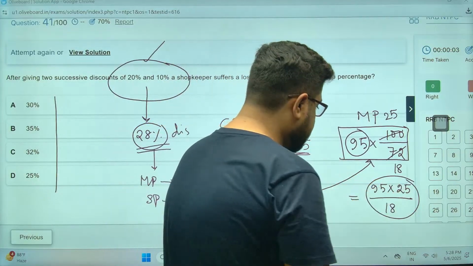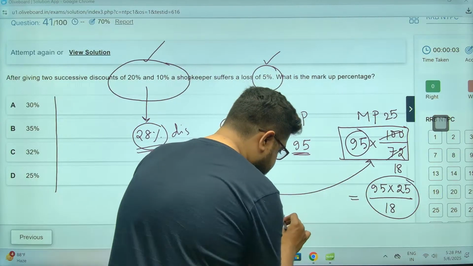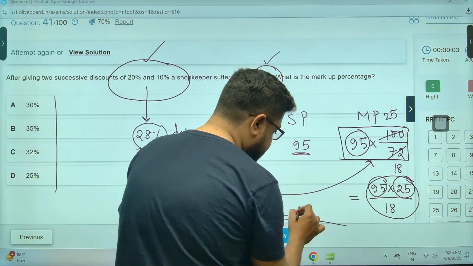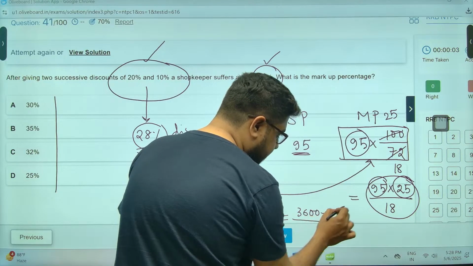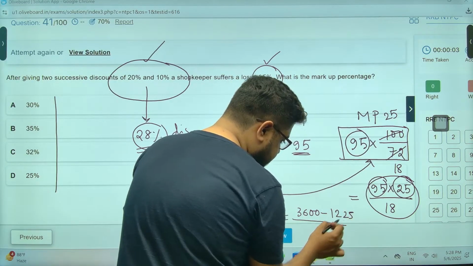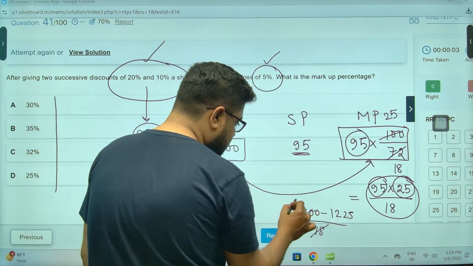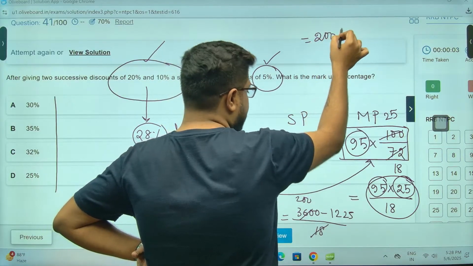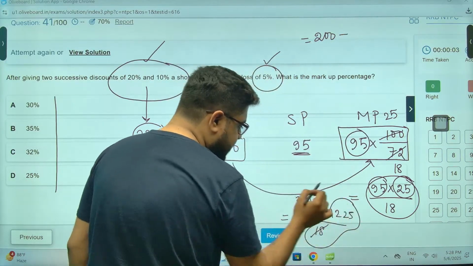The only thing we can do is make the calculation a little easier. That's all I can do. 60 plus 35, 60 minus 35. So 60 square minus 35 square. That is 1225 by 18. It will be 200. I'm doing it here. 200 minus this will give you your answer.